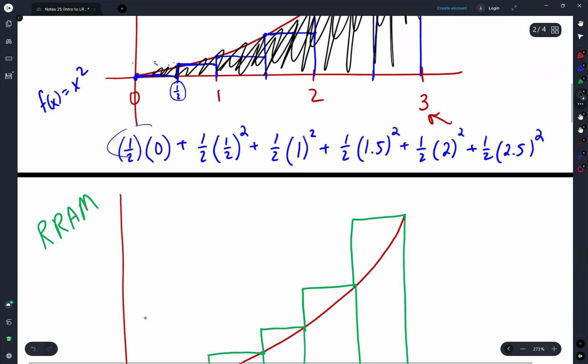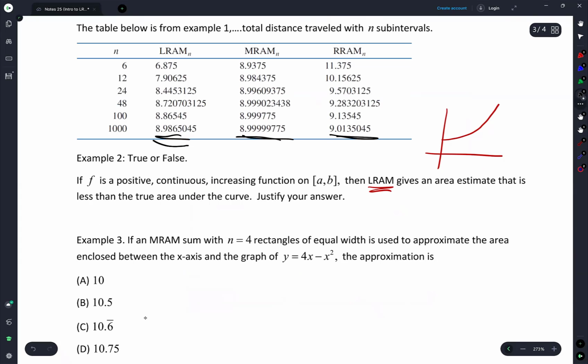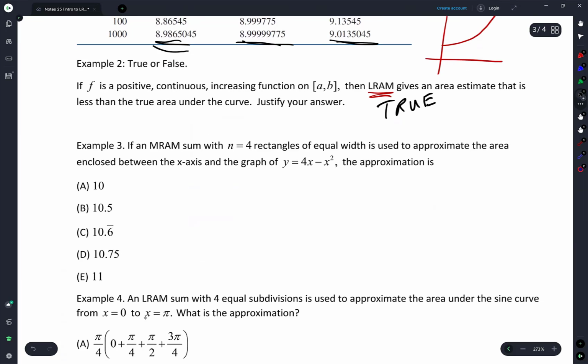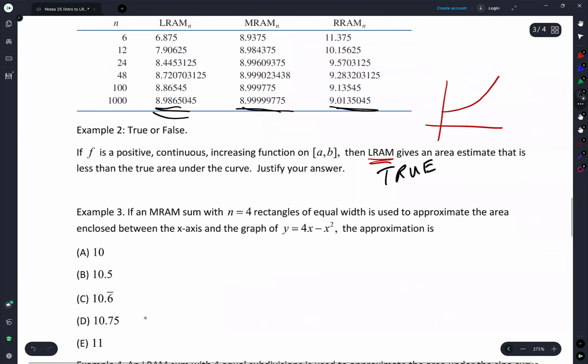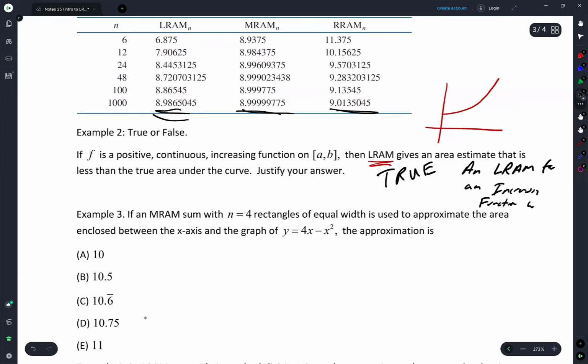All right. So true. Let me read it again. Gives an area estimate that is less than the true area of the curve. True. That is true. Are we cool? All right. Example 3. I would just repeat: an LRAM for an increasing function will always be an underestimate.